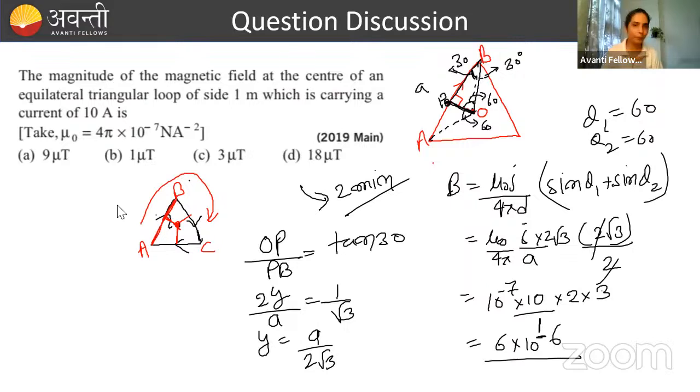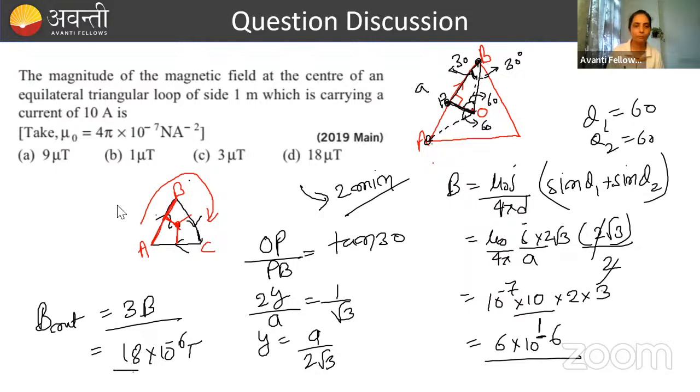Now this is because of one portion of the triangle. Such 2 more portions are there. So the net magnetic field will be 3 times this one. So it will be how much? 18 into 10 to the power minus 6 Tesla. So this is 18 microtesla. Tesla is what? The unit of magnetic field. You already must be knowing it, I guess.